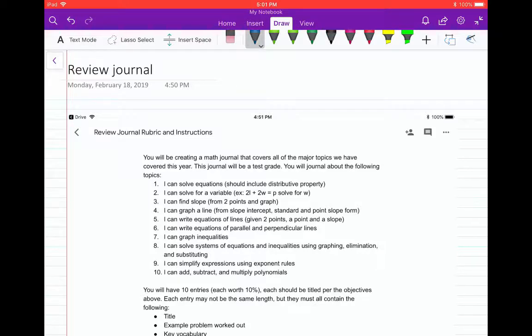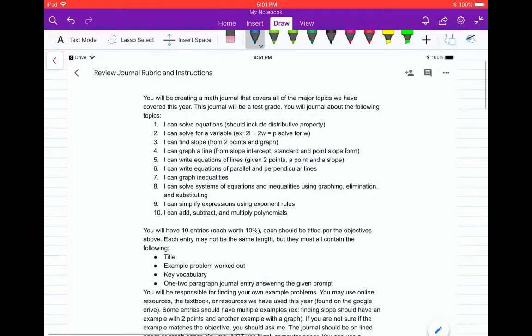All right, I'm going to go over in more detail what needs to be included in your review journal and give you some instruction on how to start that. So you'll have the instructions. They're already printed for you. They're also on the Google Drive. They're not in any particular folder. They're just in the Algebra Drive.